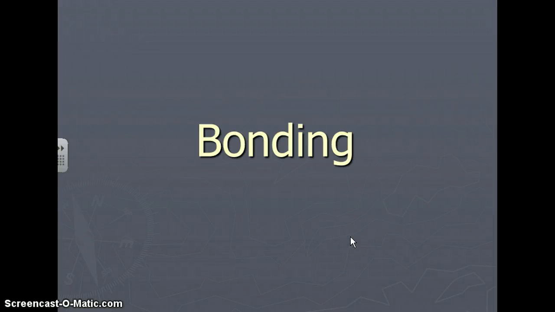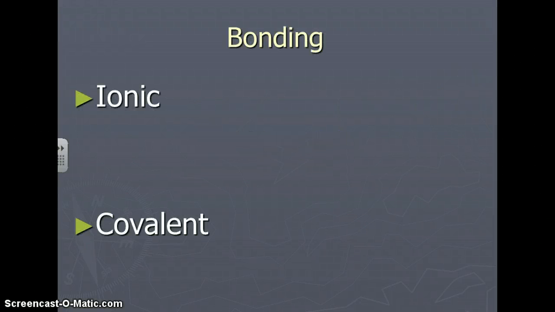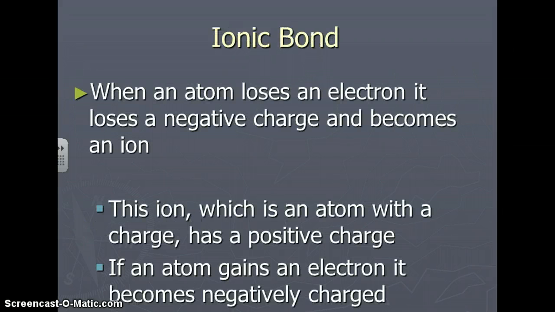Today's notes are going to be about bonding, so go ahead and write bonding at the top of your notes. There are two different types of bonds that we're going to talk about. The first type is called ionic, and the second type is called covalent.